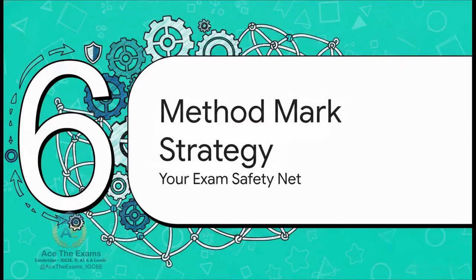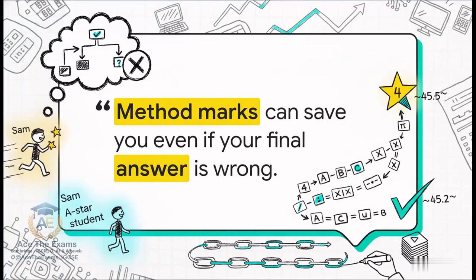Finally, we arrive at Section 6. This is the ultimate exam safety net, the method mark strategy. This is the biggest secret playbook takeaway we have. Read this quote from an explicit examiner alert. Examiners actively want to award you marks for your process, even if your final calculation or conclusion is slightly off.